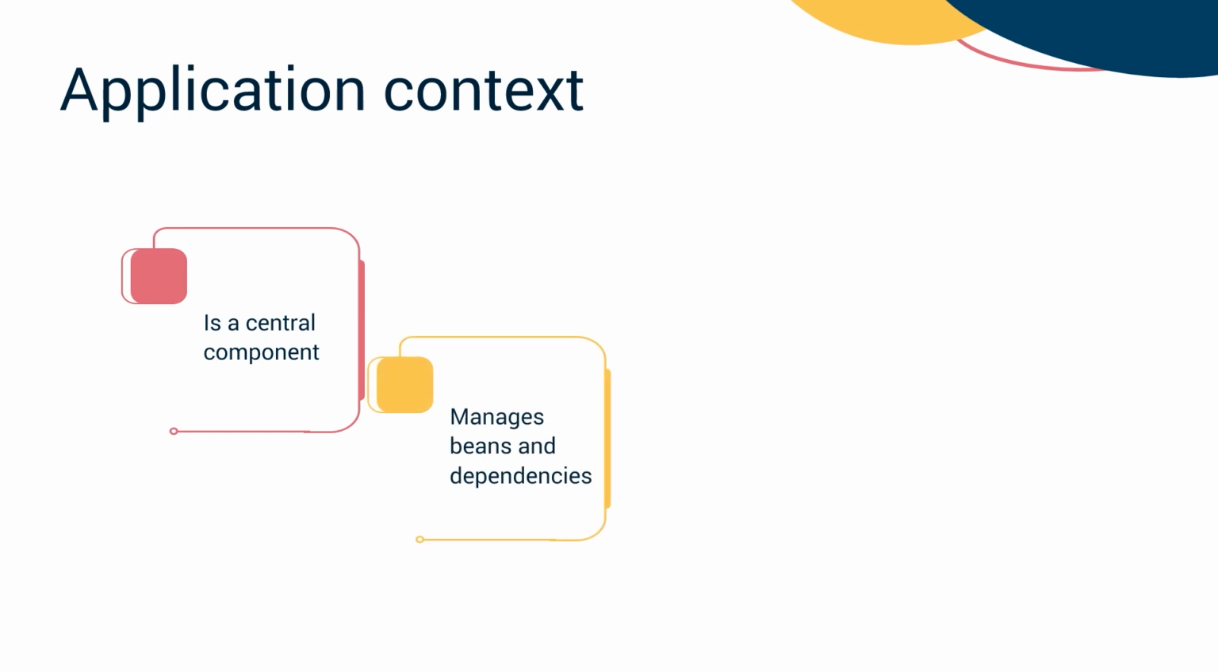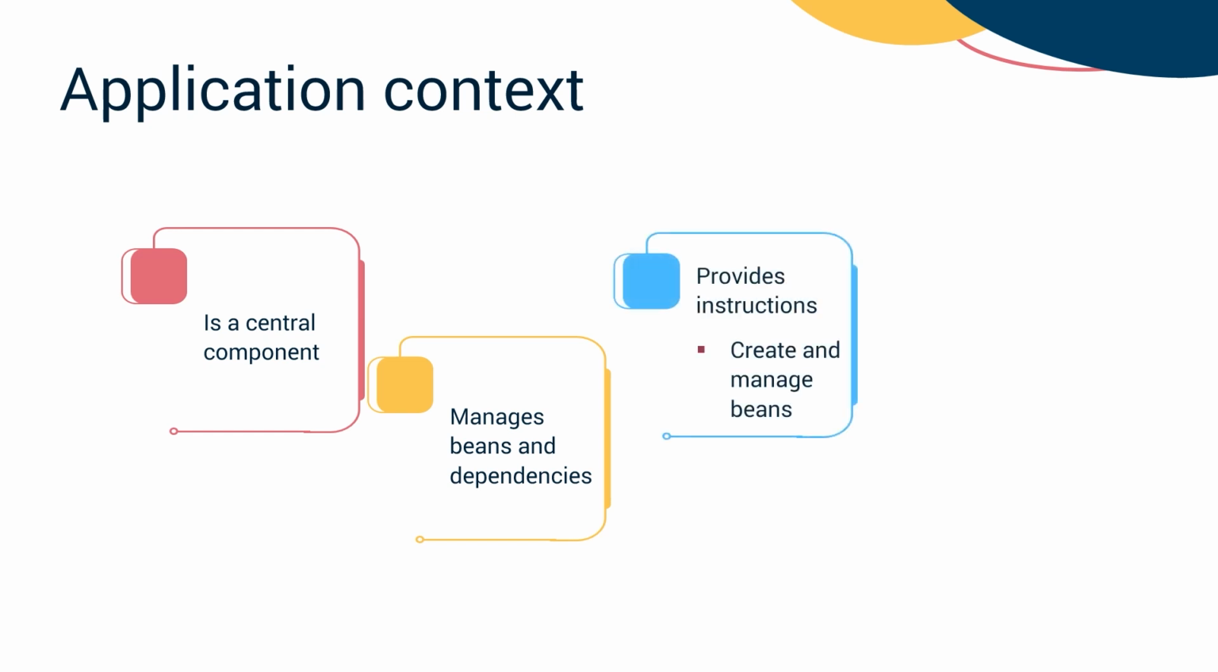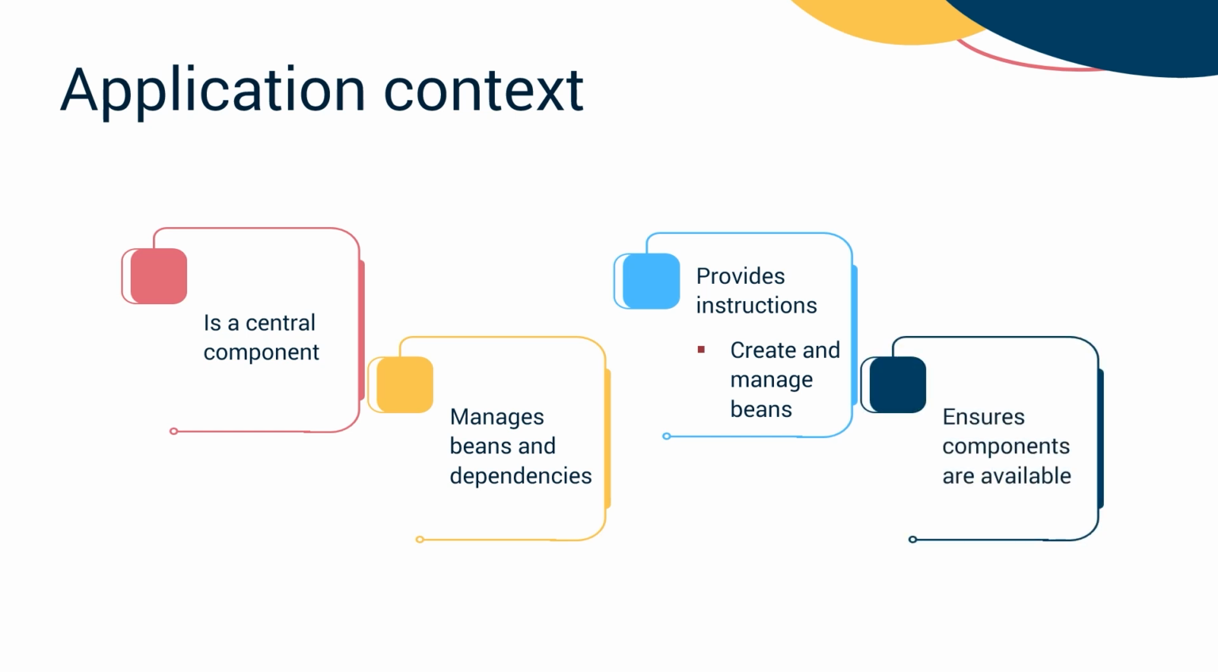The application context is the central component of the Spring framework. It manages the beans and their dependencies throughout the application's lifecycle. It is like a manual or ready reckoner that provides the instructions for creating and managing the various beans that make up the application. It ensures that all necessary components are available when required.